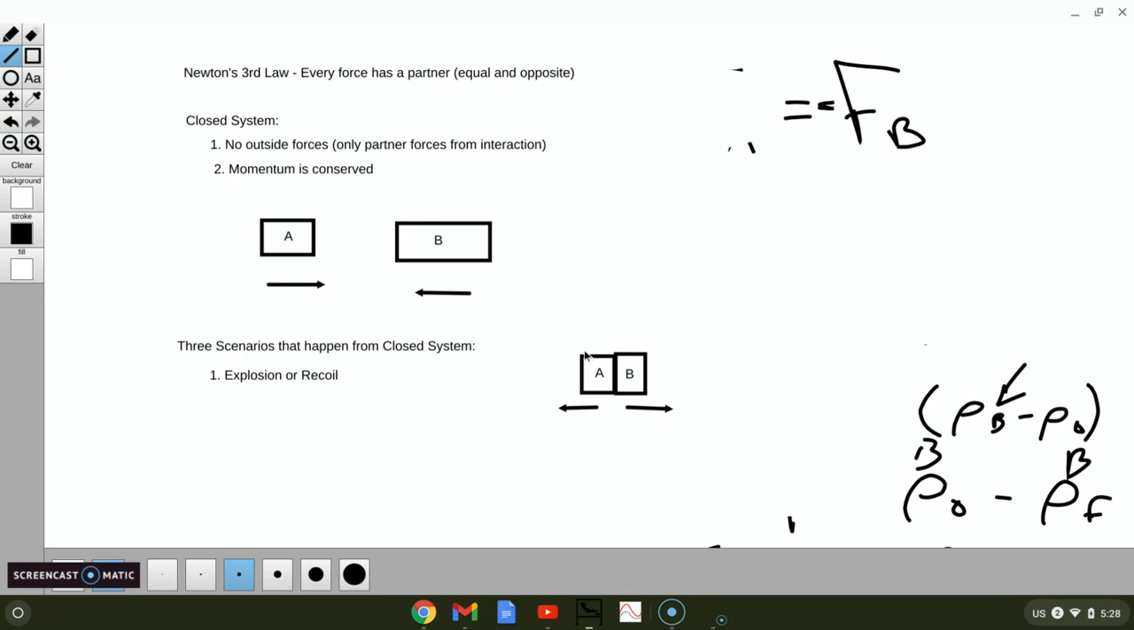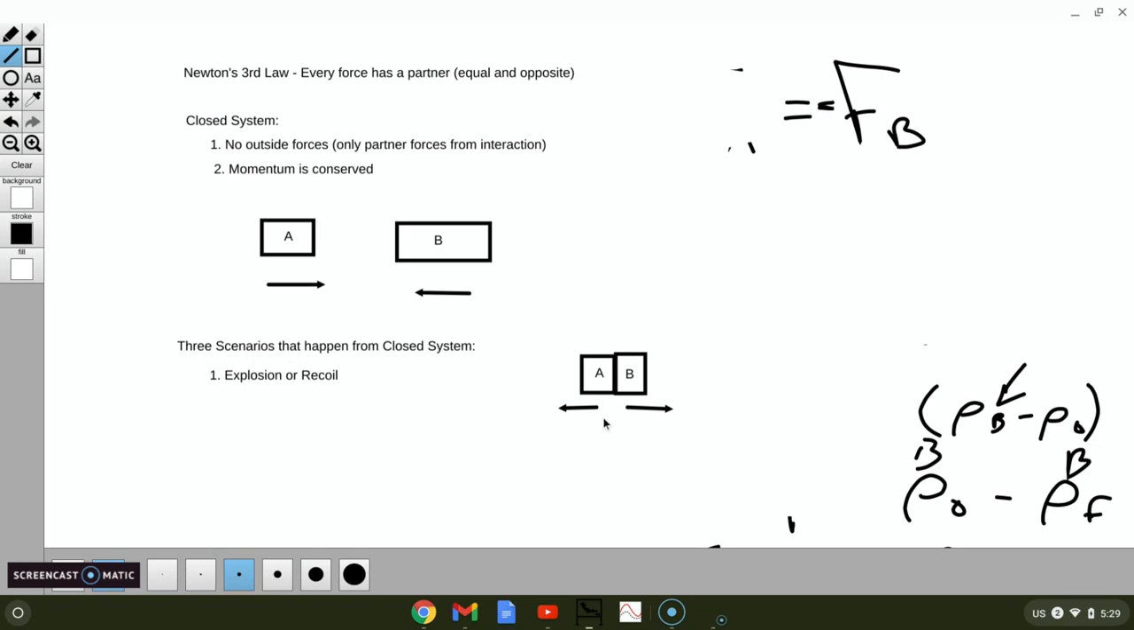Initial momentum equals final momentum. We just know that the initial momentum of the system is zero. So that means the final momentum of the system is zero. That doesn't mean that A and B each have zero momentum. That means when you add A's momentum to B's momentum, you get zero. Okay. And what you get here is this scenario here.